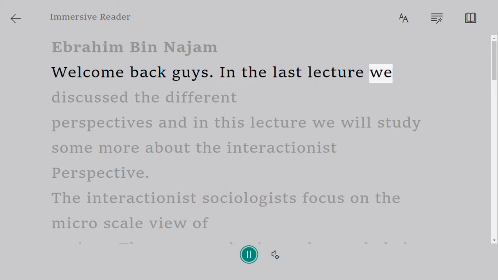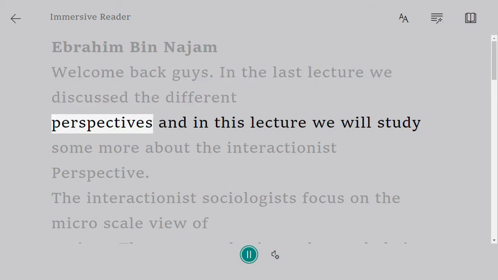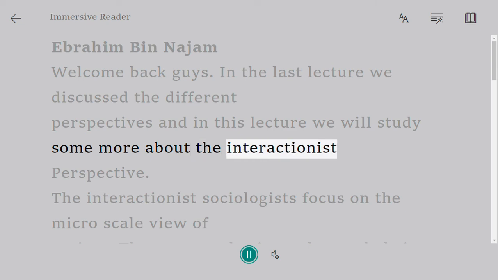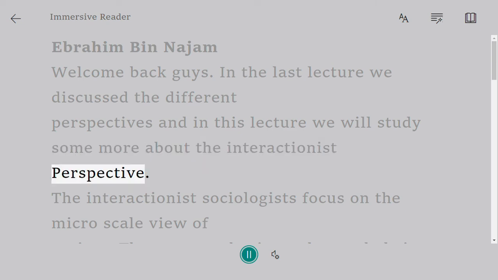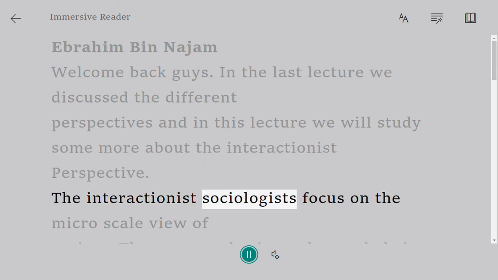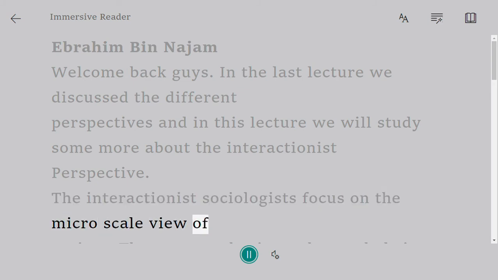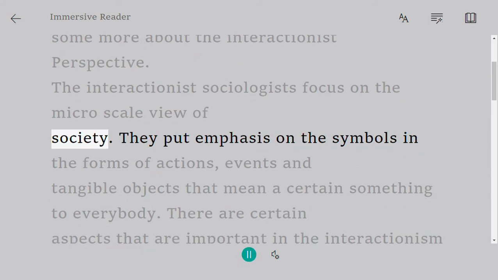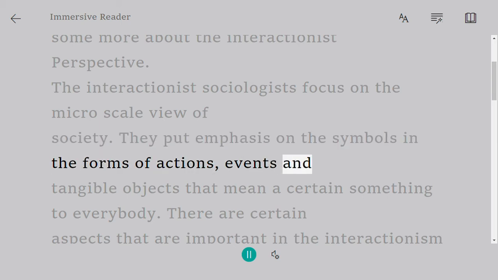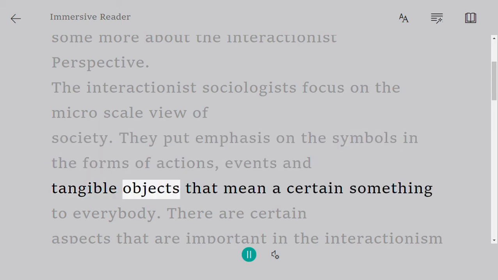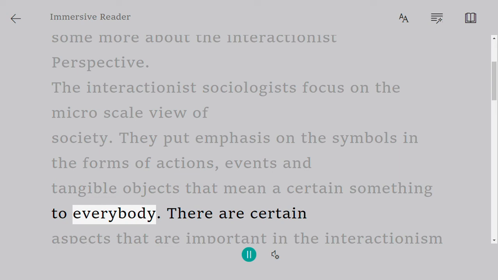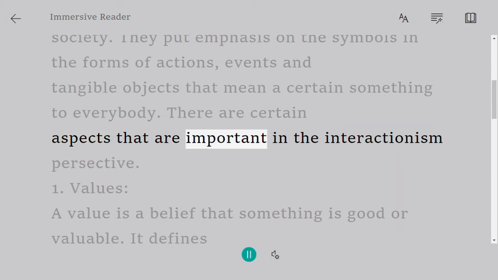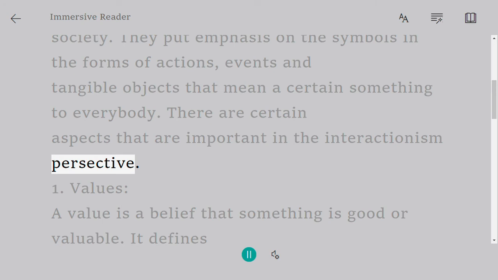In the last lecture we discussed the different perspectives, and in this lecture we will study some more about the interactionist perspective. The interactionist sociologists focus on the micro-scale view of society. They put emphasis on the symbols and the forms of actions, events and tangible objects that mean a certain something to everybody. There are certain aspects that are important in the interactionism perspective.